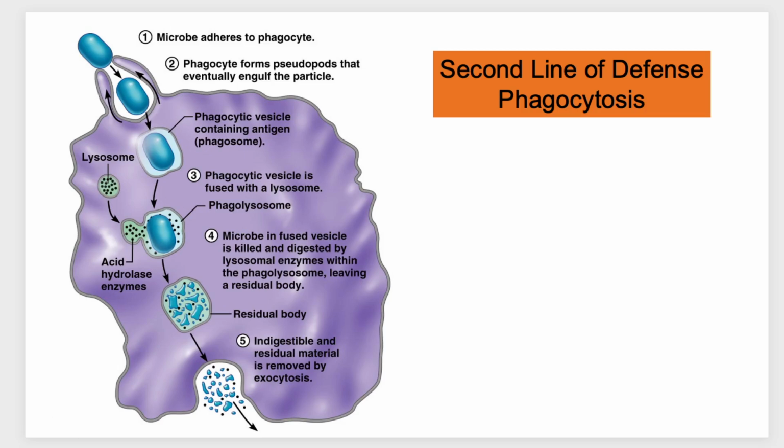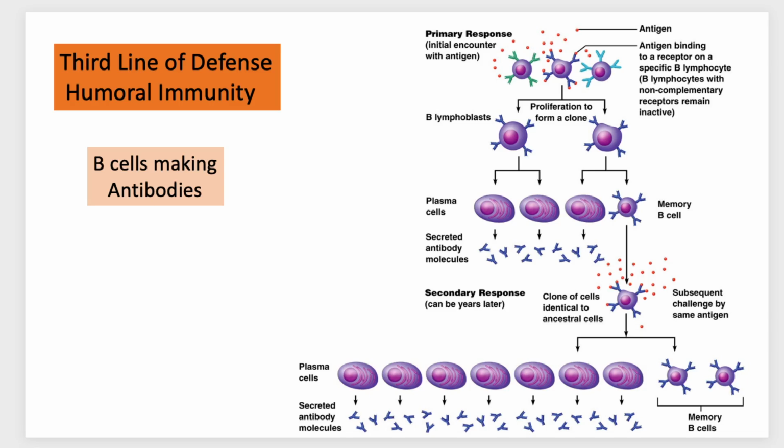So the microbes will adhere to the phagocyte, and it will ingest them. The lysosomes will release hydrolyzing enzymes that destroy the antigen.